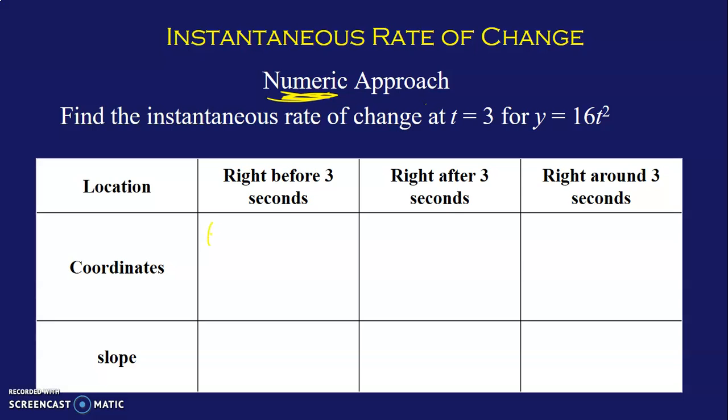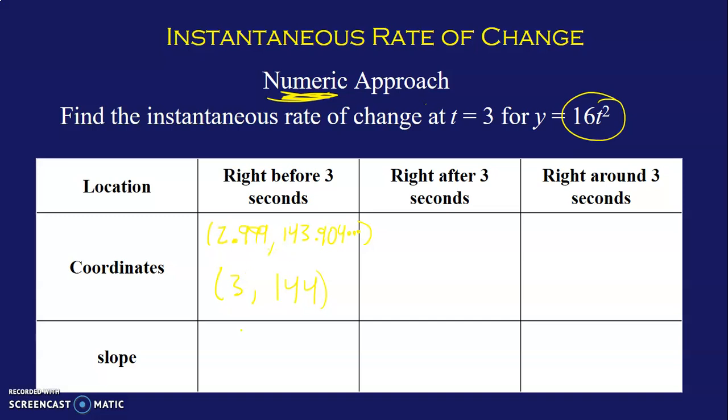We would have the point 2.999, and then that would be 143.904 or something. Use your calculator. And then the point at 3, if I plug in 3 into this equation, I'm going to get 144. So we were at this point right before 3, and then we're at this point at 3. So what is the slope right in between those 2 points?